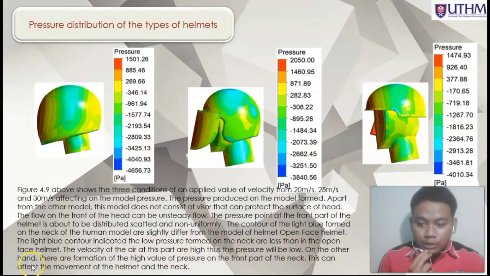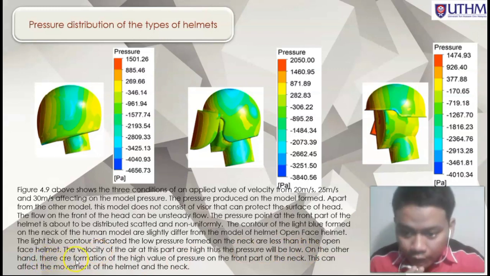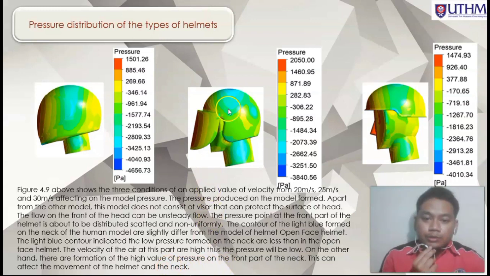On the other hand, there is formation of a high value of pressure on the front part of the neck. This can affect the movement of the helmet and the neck. So basically, the pressure distribution at the different types of helmet is ununiform.